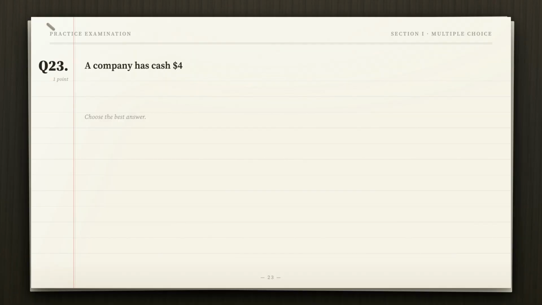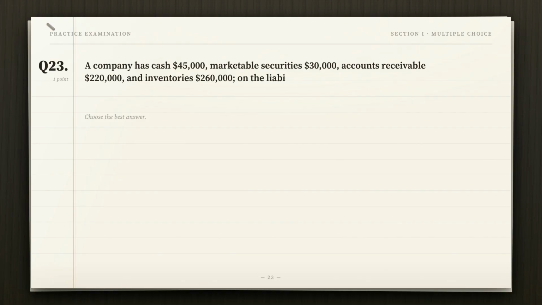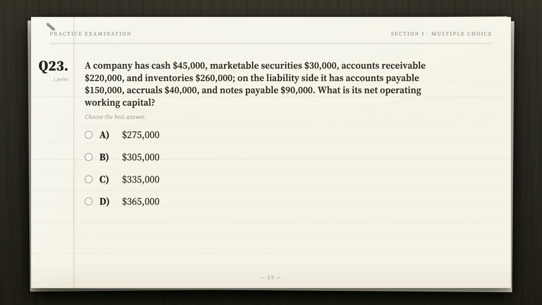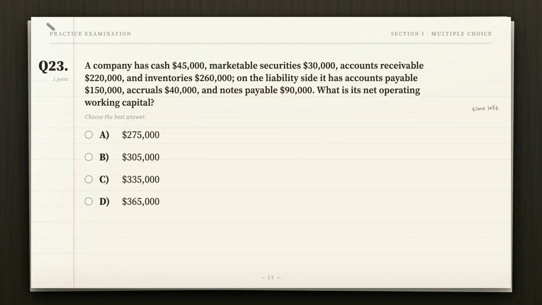Question 23. A company has cash $45,000, marketable securities $30,000, accounts receivable $220,000, and inventory is $260,000. On the liability side, it has accounts payable $150,000, accruals $40,000, and notes payable $90,000. What is its net operating working capital? Your options are A. $275,000, B. $305,000, C. $335,000, D. $365,000. Don't overthink it, which one feels right?